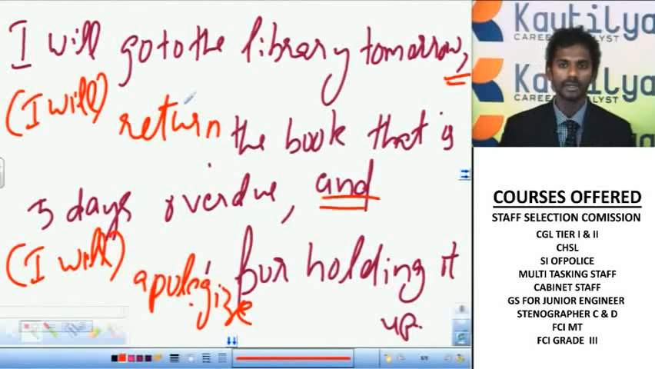Now we have to think about clause and voice. Come to first idea. I will go to the library tomorrow. Subject is I.